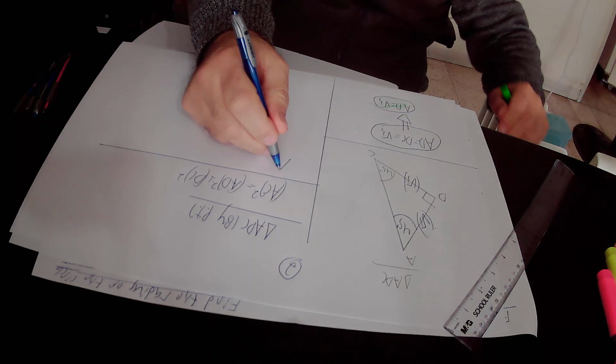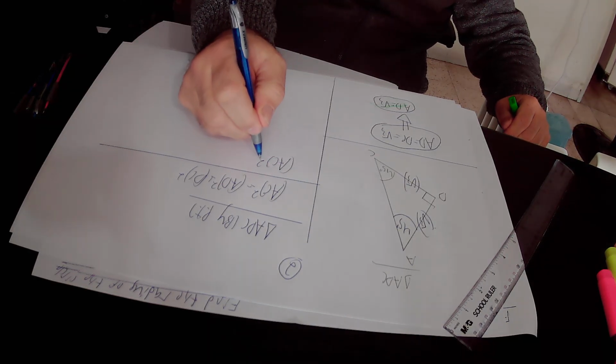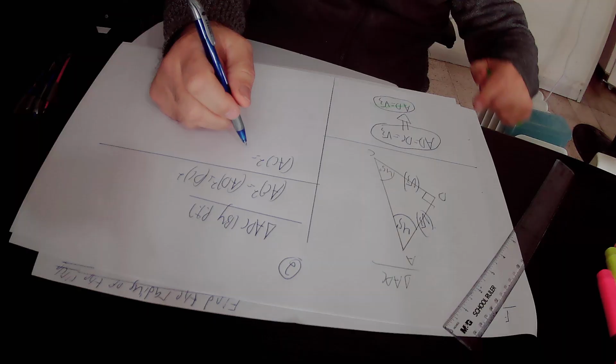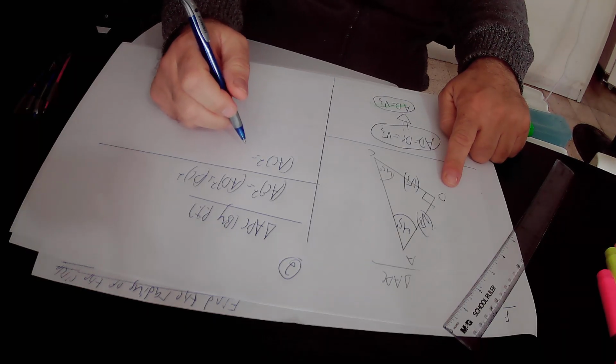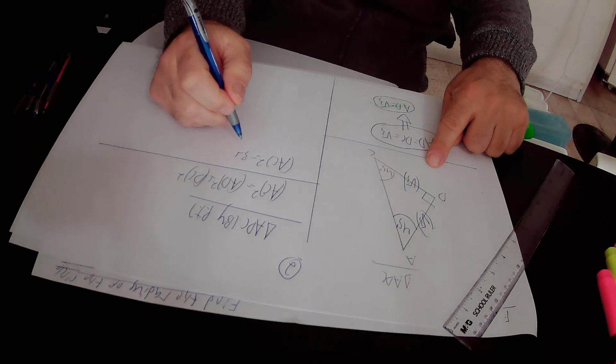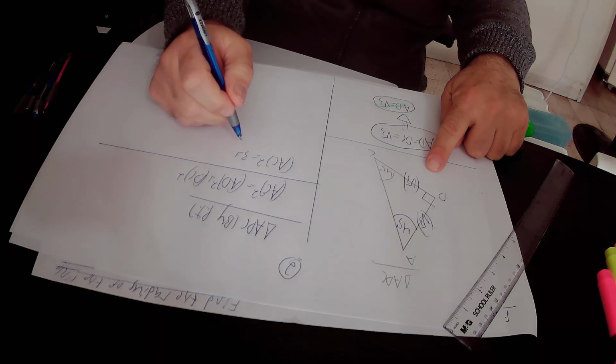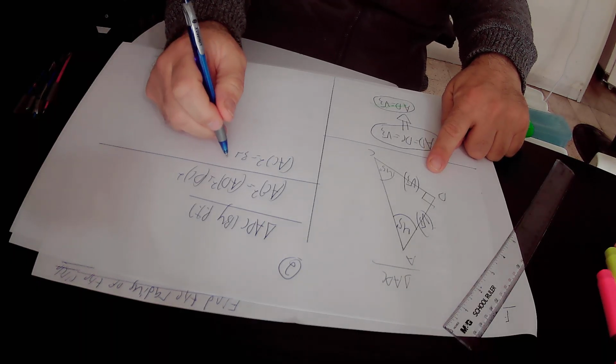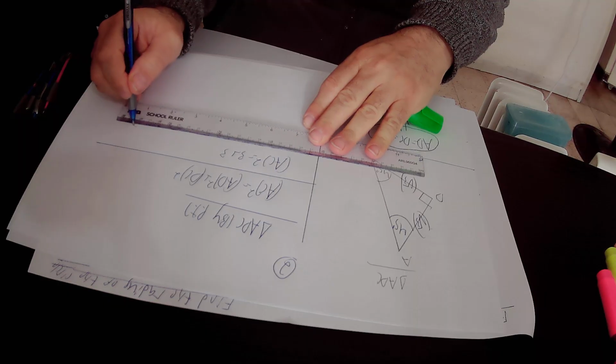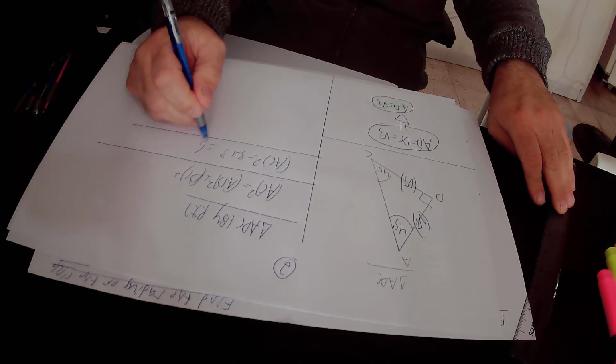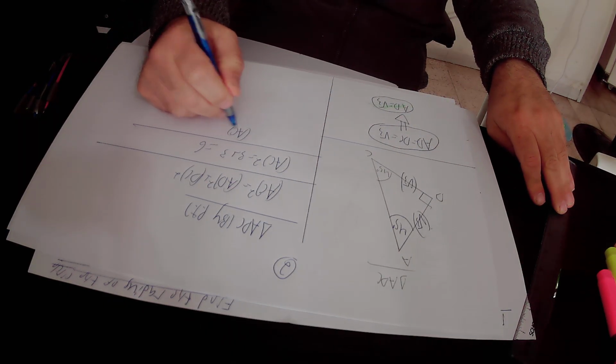So AC squared, that is the square of the hypotenuse, equals AD squared. AD is square root of 3, therefore AD squared is square root of 3 squared, that is 3, plus DC squared. DC is also square root of 3, therefore DC squared is 3. So in total, AC squared equals 3 plus 3, that is 6.